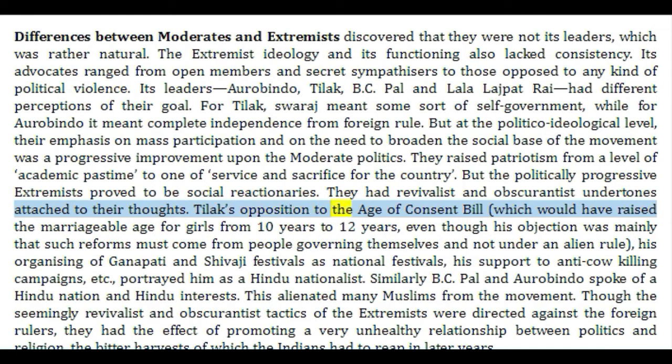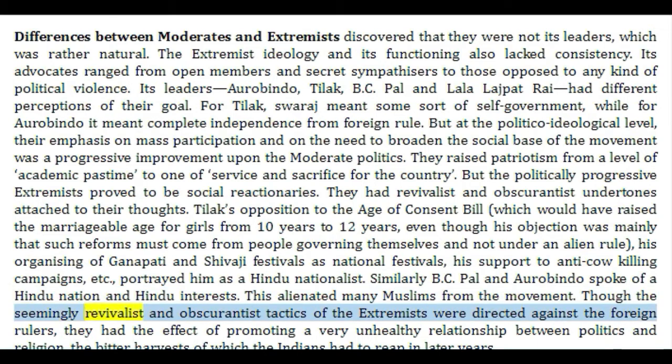Tilak's opposition to the age of consent bill, which would have raised the marriageable age for girls from 10 years to 12 years, even though his objection was mainly that such reforms must come from people governing themselves and not under an alien rule, his organizing of Ganpati and Shivaji festivals as national festivals, his support to anti-cow killing campaigns, etc., portrayed him as a Hindu nationalist. Similarly, B.C. Pal and Aurobindo spoke of a Hindu nation and Hindu interests. This alienated many Muslims from the movement.